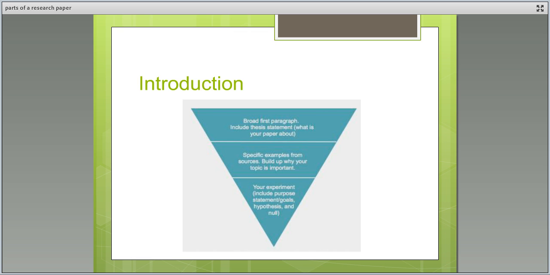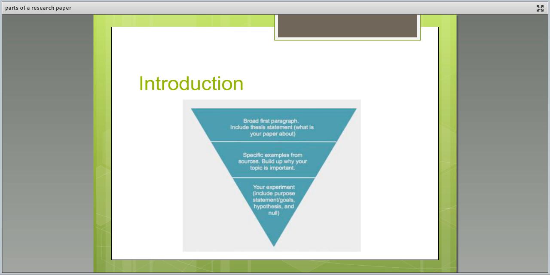So you want to start very broad and then narrow down to get more specific. And a good way to do this is a 3-paragraph format. Your first paragraph is going to be a very broad paragraph where you're including your thesis, a statement, what your paper is about. Kind of think big picture in this section.